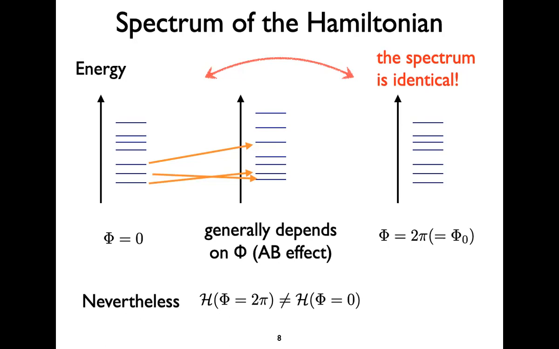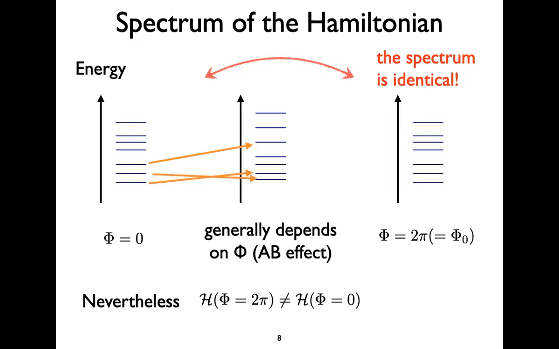So naively, you might think, okay, so Hamiltonian must be equivalent because the spectra are the same. But nevertheless, if you write down the Hamiltonian, then clearly the Hamiltonian here is different from Hamiltonian there, because here you have non-zero flux, that means that you have non-zero vector potential. But here you have zero flux, so zero vector potential. So if you write down the Hamiltonian explicitly, Hamiltonian here is clearly different from Hamiltonian there. But still, spectrum is identical.